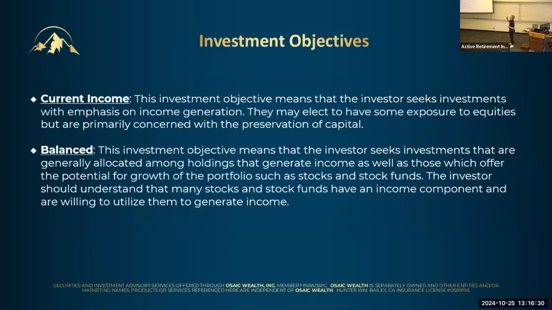Sure. So we're going to start with a couple investment objectives because they're the easiest to understand, because it's really talking about what are we doing here? Like what is the objective? Like what does the dollar do? So firstly, we start with current income. This investment objective means that the investor seeks investments with emphasis on income generation. They may elect to have some exposure to equities, but are primarily concerned with the preservation of capital.